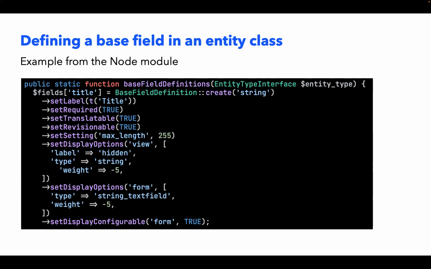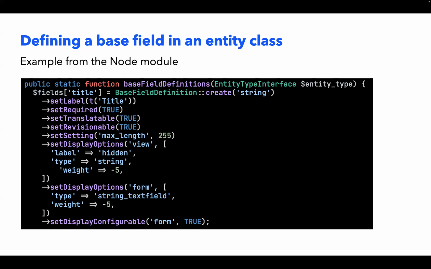And it's doing similar to what I was just doing on the previous slide, where it's creating a string and setting the label to title. And then it's setting a whole bunch of other things, like title is a required field, of course. We know that from working with Drupal. It's translatable. The max length by default is 255. And then there are options set below that.